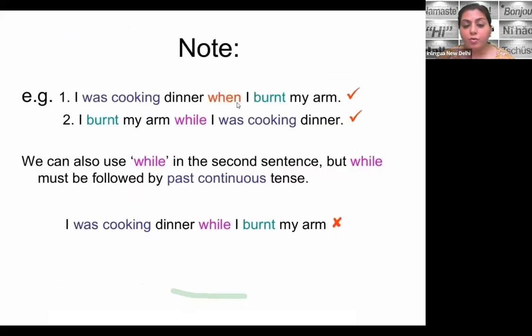Now, I was cooking dinner when I burnt my arm, correct? I burnt my arm while I was cooking dinner. While I was cooking dinner is correct because cooking is an ing word. You're using while before it. We can also use while in the second sentence, but while must be followed by the past continuous tense. It has to be followed by the past continuous. I was cooking dinner while I burnt my arm is wrong because burnt my arm is simple past and not past continuous. But you can say, I burnt my arm while I was cooking dinner. Or when I was cooking dinner is also correct.